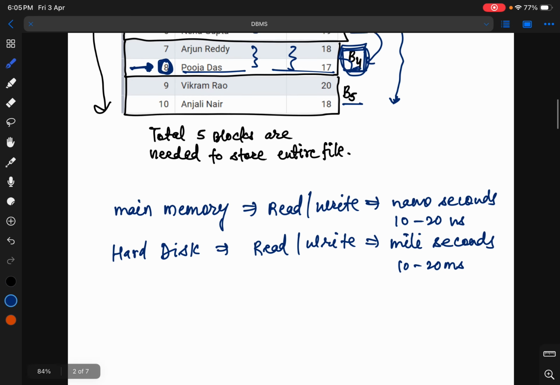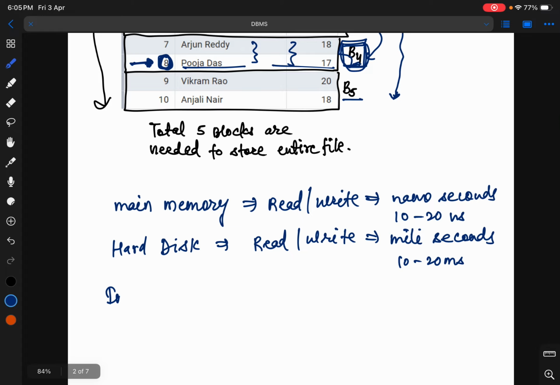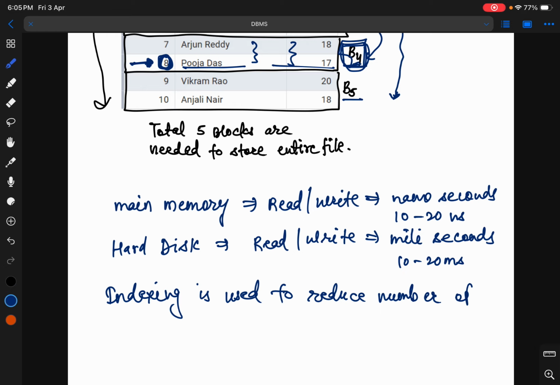Indexing is used to reduce the number of disk block accesses.